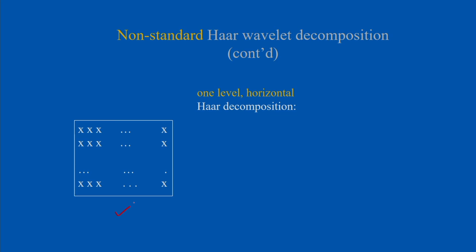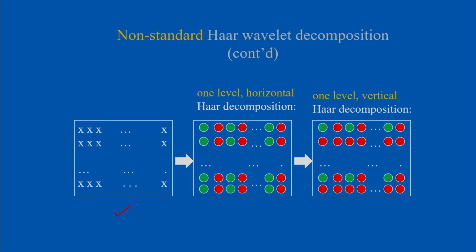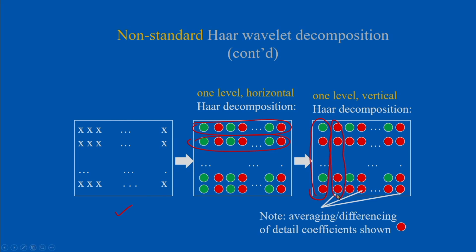So I am considering the input image. First I have to do one level horizontal decomposition, so in the horizontal direction, along the rows, I am doing the decomposition. I am getting the average and the detail information. After this, I am doing one level vertical Haar decomposition. In the first case I am doing the decomposition horizontally, in the second case I am doing it vertically. So you can see I am doing the averaging and differencing of the detail coefficients.